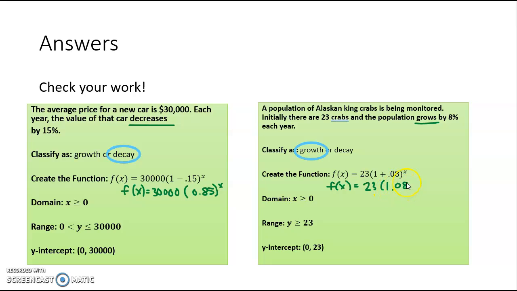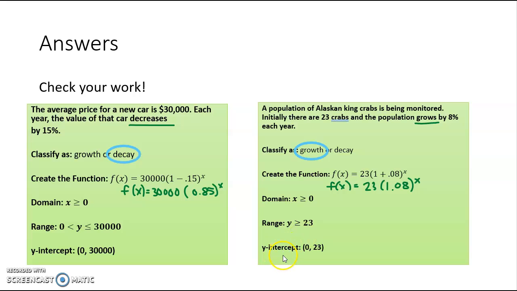1.08 inside the parentheses means we're essentially keeping 108% of our population, which is greater than what we started with. The domain here would be x is greater than or equal to 0 because the number of years has to be positive. And our range would be all of our possible numbers of crabs. So my y values, my output values have to be greater than or equal to 23. Since we're growing, 23 will be the lowest number of crabs that we could possibly have.